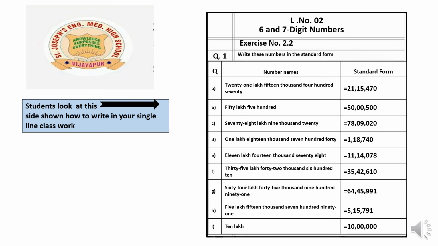So like this you have to write all the answers. How to write? You have to draw the chart. There, for question A you write 21,15,470. The answer you have to write in the answer column, that is the standard form column. Then after writing the answer, draw a dark line, so it shows that the A answer is completed. Then you have to write the B question as 50,500,000. Then you have to write the answer also. Then again draw the line. That will show that the B answer is over. Like this, one by one you have to write all the answers in your classwork.